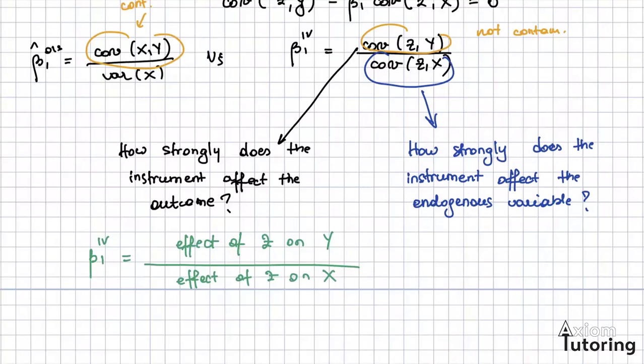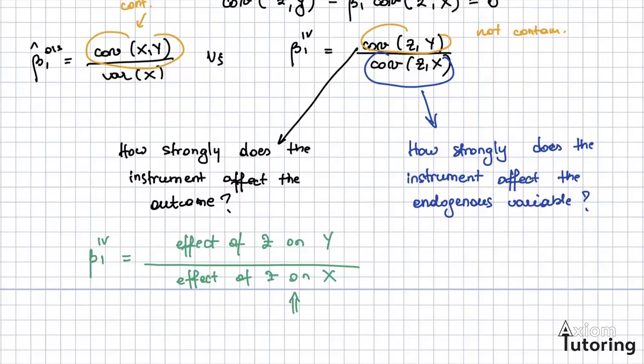Okay, this ratio interpretation is crucial. If z barely moves x, in the case like where we have a weak instrument, the denominator in here is going to be very tiny, and the IV estimate is going to become very noisy. This is exactly why weak instruments are always so dangerous.